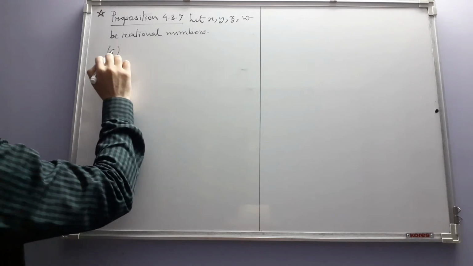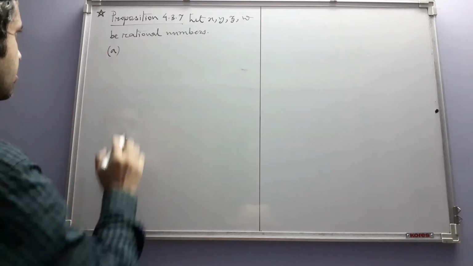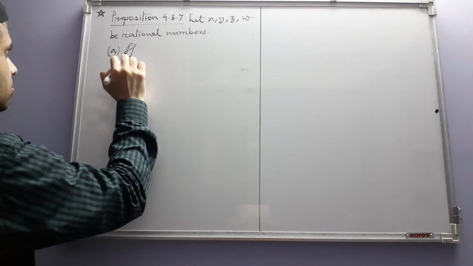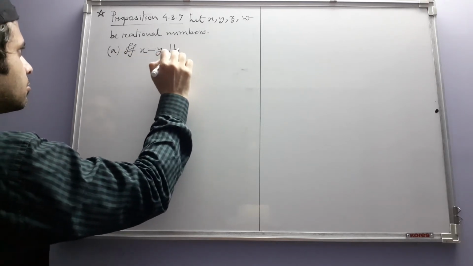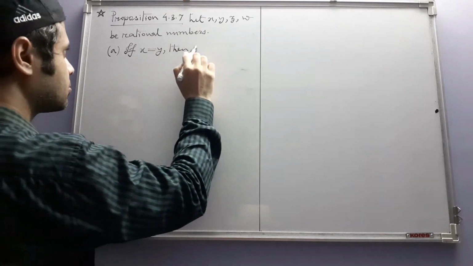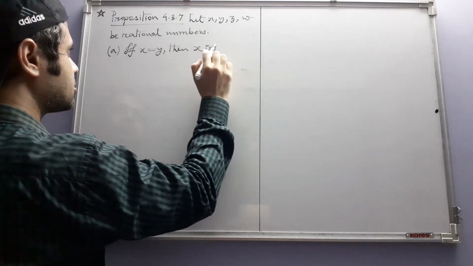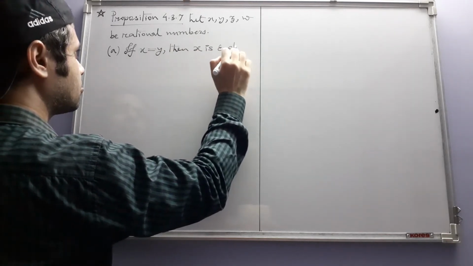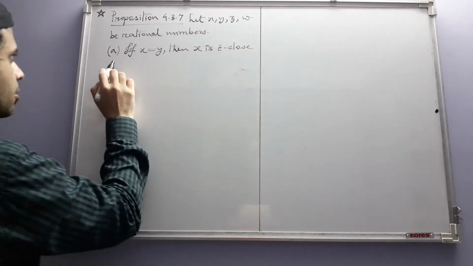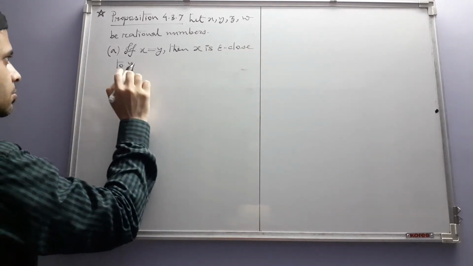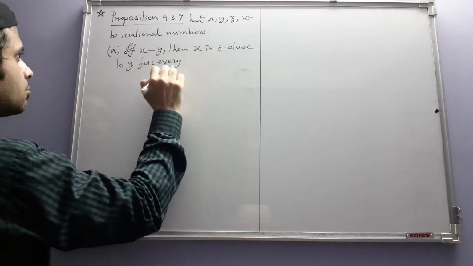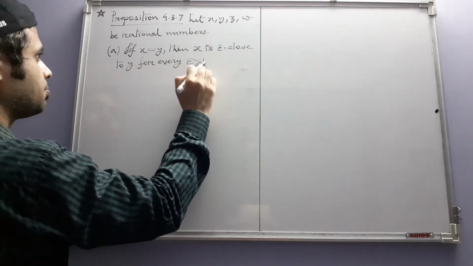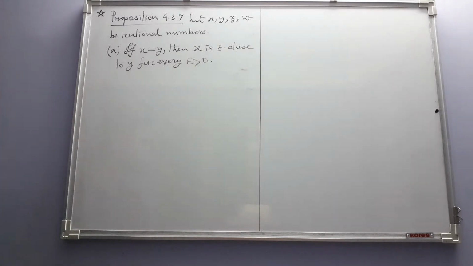Part A says this: if x is equal to y, then x is epsilon close to y for every positive rational number epsilon.